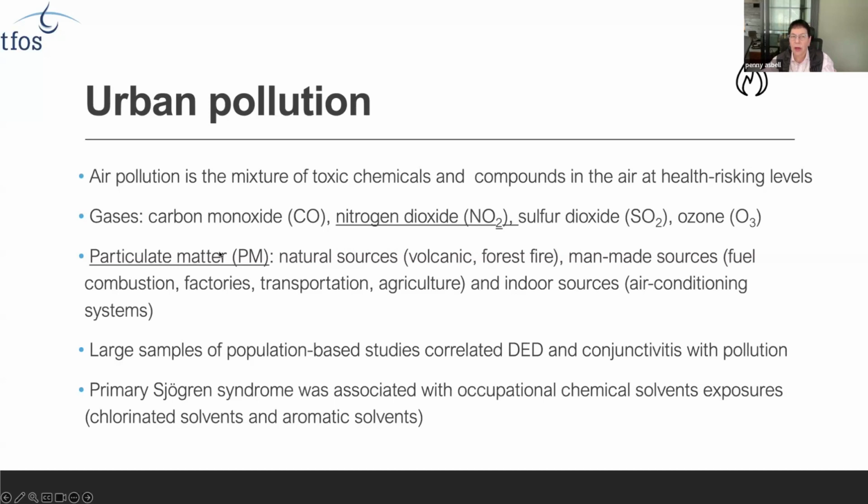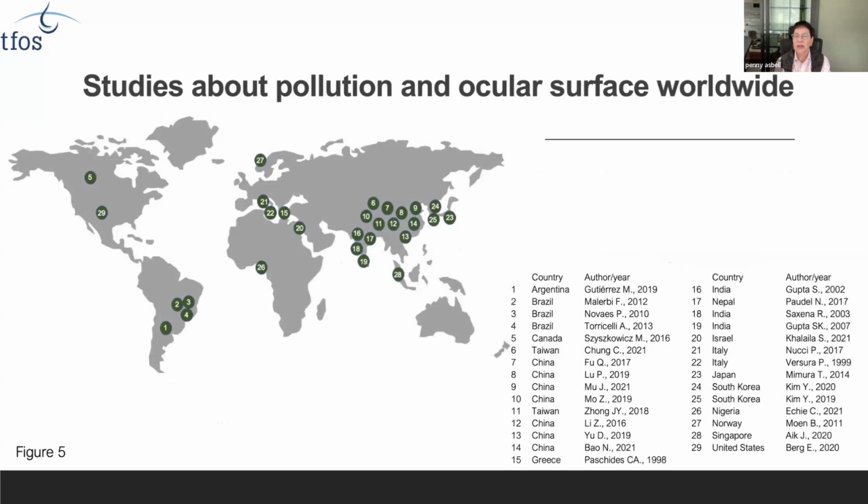And so there are studies looking at urban pollution and dry eye disease, and it's been associated with Sjogren's syndrome, the syndrome that associates dry eyes, dry mouth, and also systemic inflammatory diseases such as arthritis altogether, and that too is associated with pollution. So this is a study from the TFOS report looking at pollution and ocular surface, and the reports that have been published worldwide.